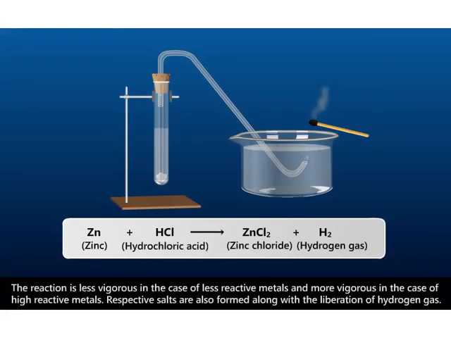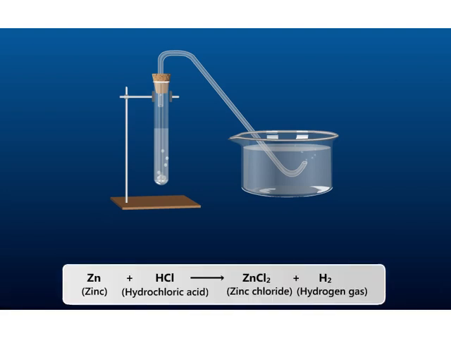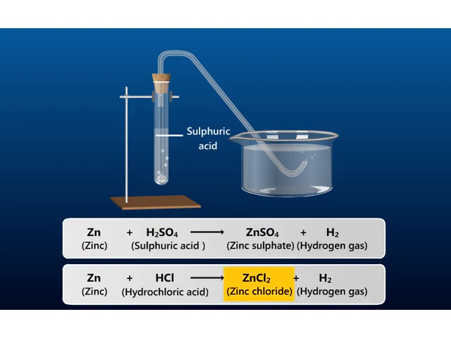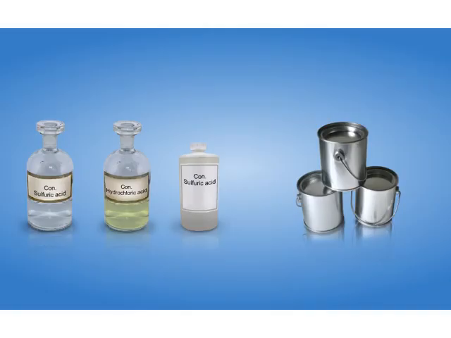The above reaction is less vigorous in the case of less reactive metals and more vigorous in the case of highly reactive metals. Respective salts are also formed along with the liberation of hydrogen gas. For example, if sulfuric acid is taken, instead of zinc chloride, zinc sulfate is formed. Now you know why concentrated acids are not stored in metal containers.